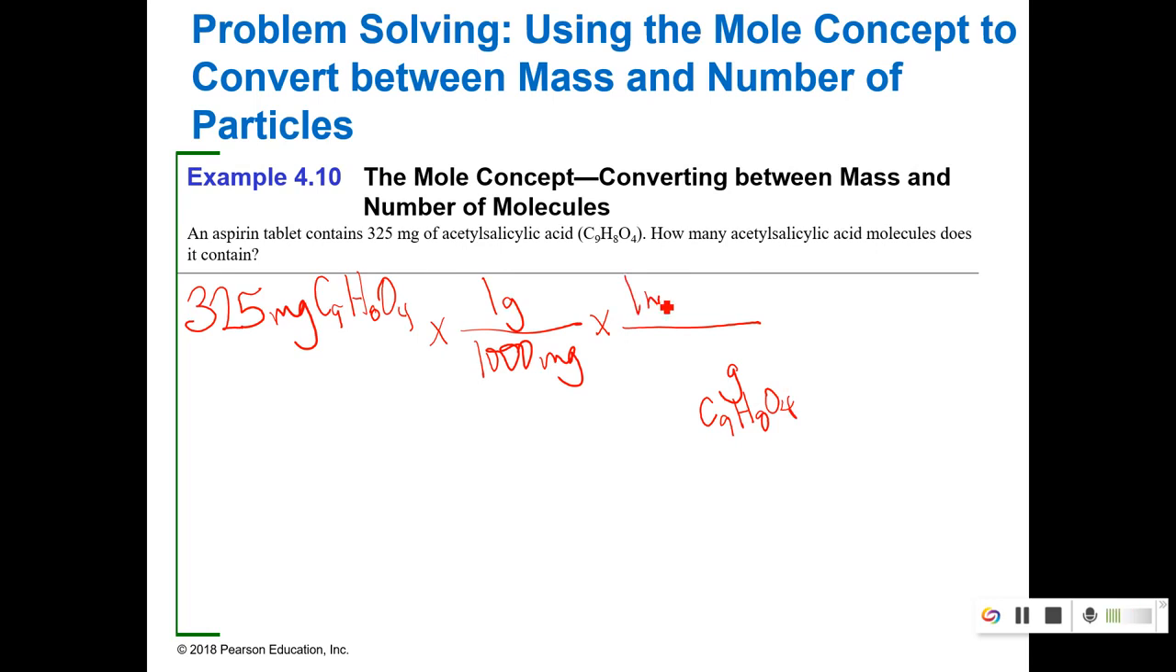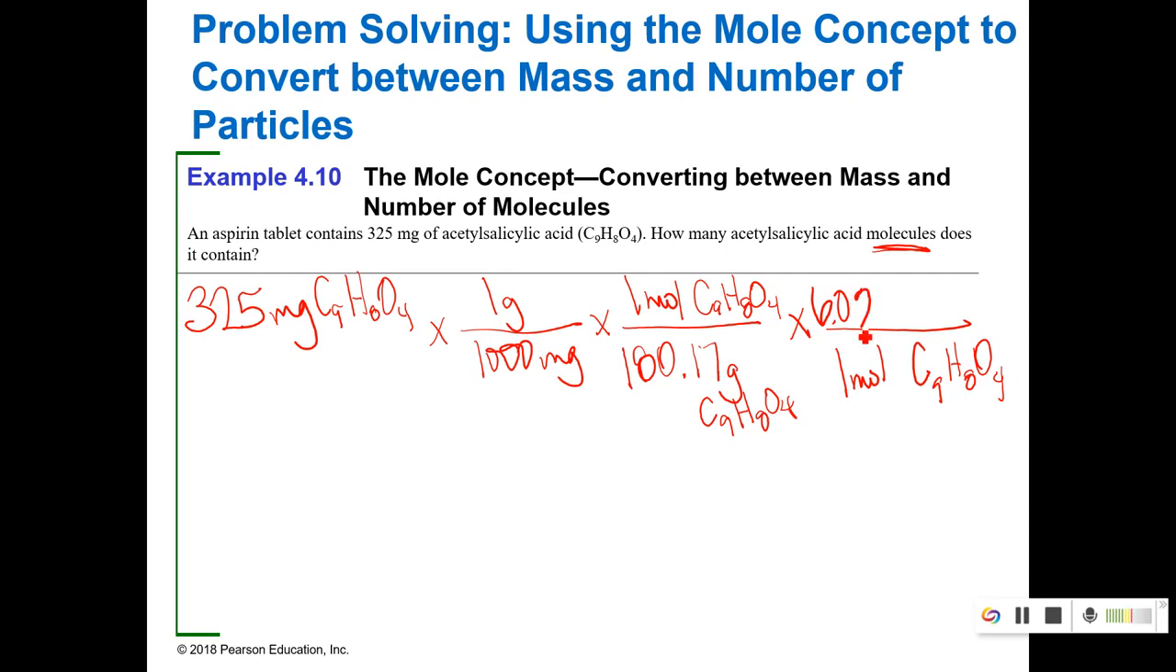Okay, now we need to find the grams of C9H8O4, and that's 1 mole. So I've got 9 times 12.01 plus 8 times 1.01 plus 4 times 16. I get 180.17. And it asks how many molecules, so we've got to go one more step. 1 mole of acetylsalicylic acid is 6.022 times 10 to the 23 molecules of that acetylsalicylic acid.